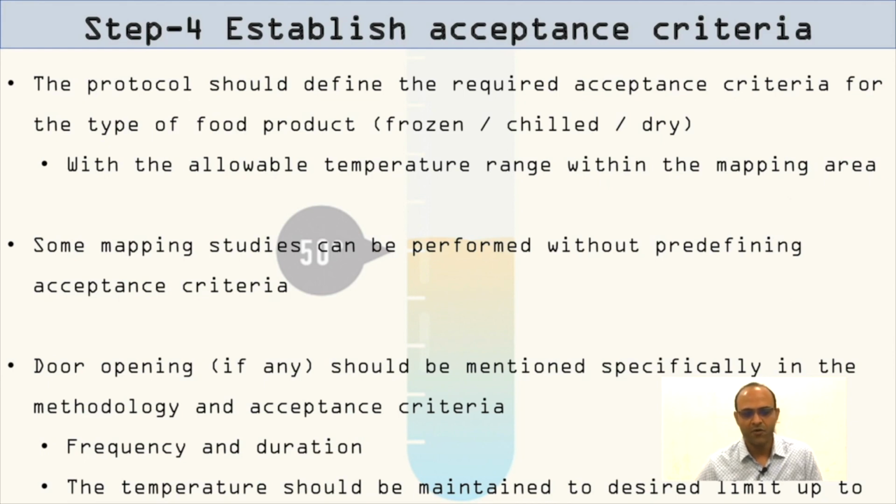Next is to identify door opening, if any, that should be mentioned specifically in the methodology and the acceptance criteria. If there is a door opening, then the frequency and duration should be clearly mentioned. The temperature to be maintained to the desired limit up to 30 minutes of door opening. I think this is an important parameter which should be clearly mentioned.